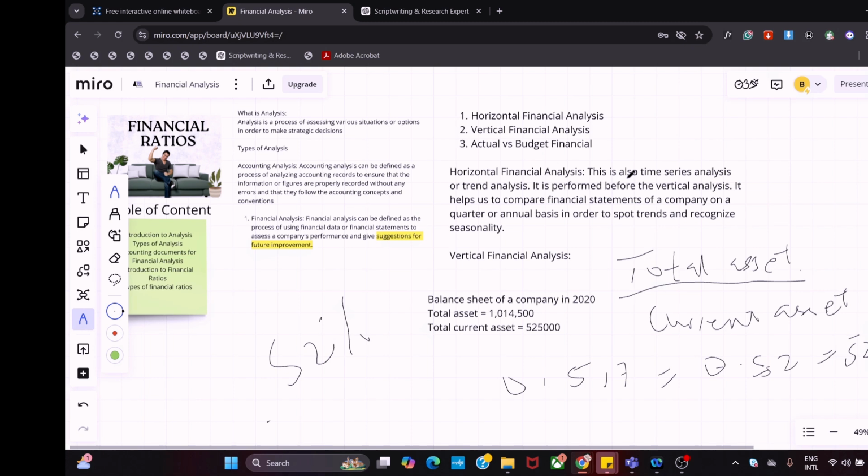So this is what I actually mean when I say that each item in the financial statements is represented as a percentage of the base amount. And remember I mentioned that in the balance sheet, the base amount is always the total assets, while in the income statement, the base amount is always the sales, all right?